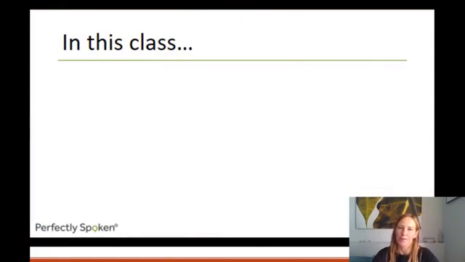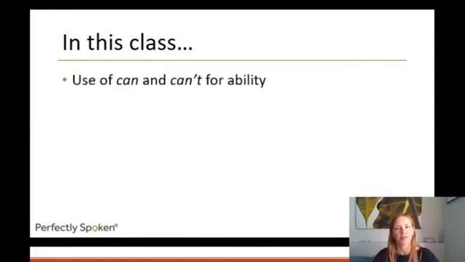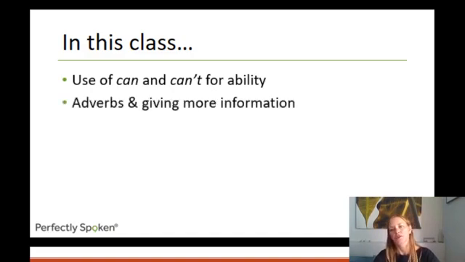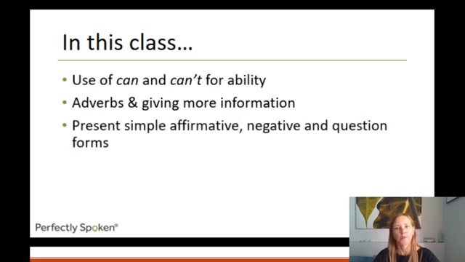So, just to remind you, in this class we did use of can and can't for ability, and we also looked at examples of can and can't for possibility. That was extra information. Okay, we looked at adverbs and giving more information, and we looked at present simple, affirmative, negative, and question forms. Present simple, which we use a lot when we're talking about routine.